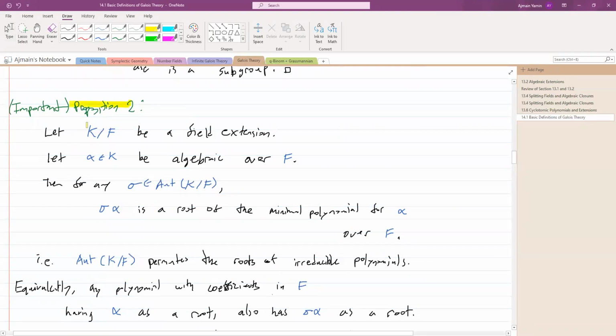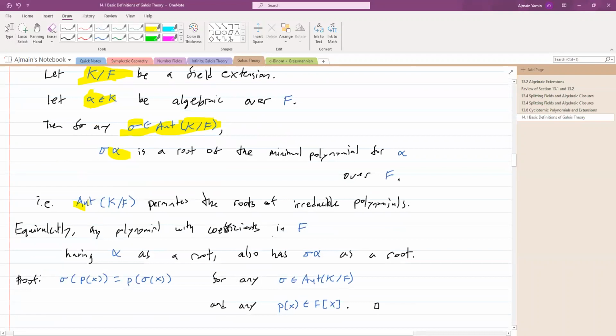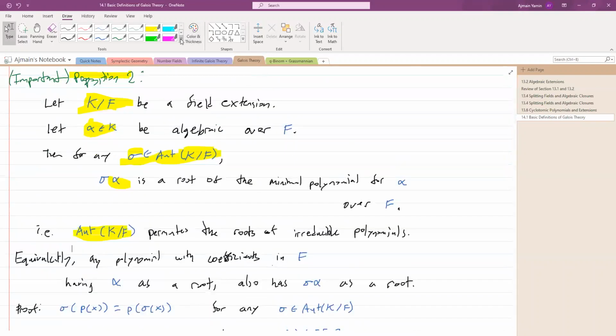So, proposition: if you have a field extension and an algebraic element in the extension, then any automorphism of this extension has to send that algebraic element to another root of the minimal polynomial. In other words, the automorphism group permutes the roots of irreducible polynomials.